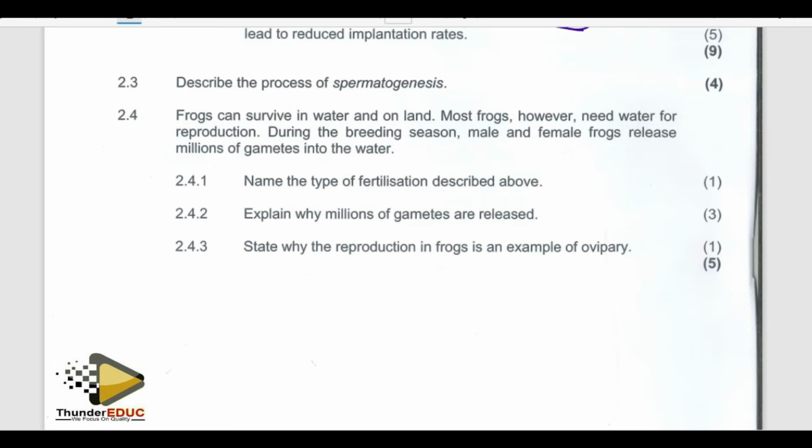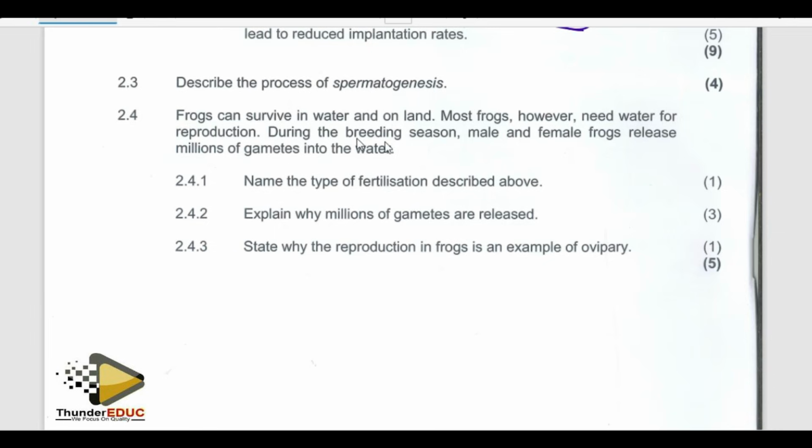Frogs. I know some of you like frogs, some of you don't like them. Frogs survive in water and on land. Most frogs, however, need water for reproduction during breeding season. Males and female frogs release millions of sperms into the water. They're saying 2.4.1. Name the type of fertilization described above.